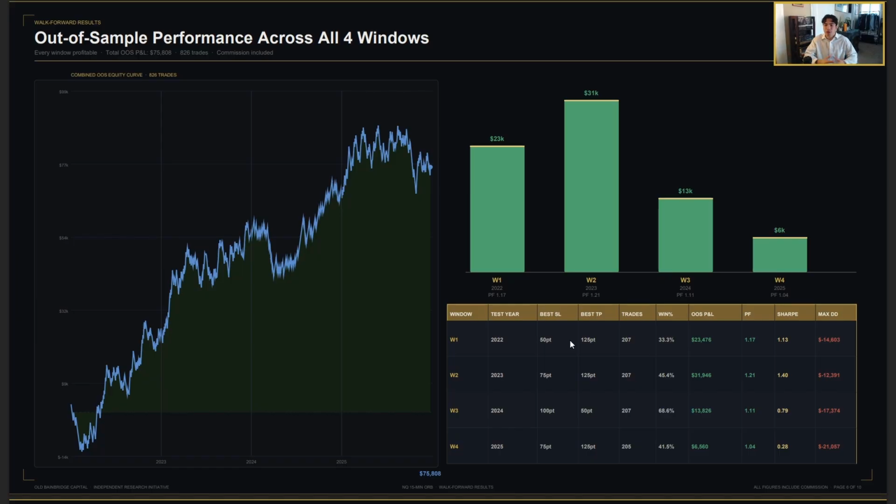A big red flag is also seeing in 2025, our max drawdown was 21,000, which is equivalent to the total drawdown over 6 years in our optimized data. We still remain profitable in 4 of the 4 windows, and the overall profit was $75,808. So in my opinion, this isn't enough to completely abandon the strategy, but it is always worth noting.